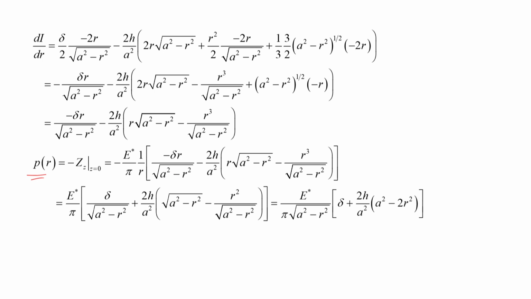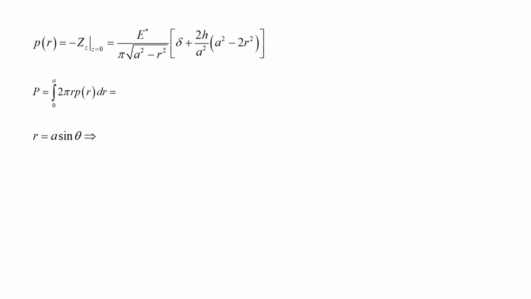So you substitute over here. So we will get minus E star by pi, 1 by r, and minus delta r by square root of a square minus r square. So this is this quantity, and from here I will substitute over here. Finally we take the square root of a square minus r square out here, and then you get delta plus this quantity. So basically this is the final pressure distribution that we get in the contact area. Since this is the pressure distribution P of r, the normal stress will be the negative of that, so it is minus, and you get like that.